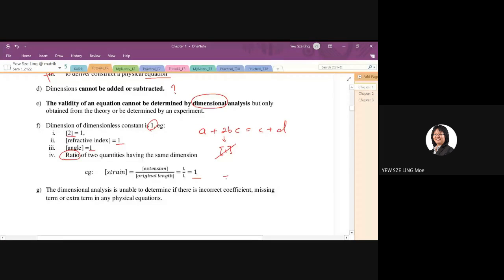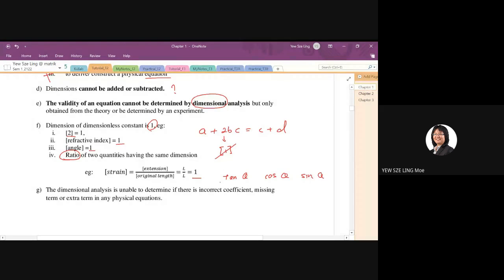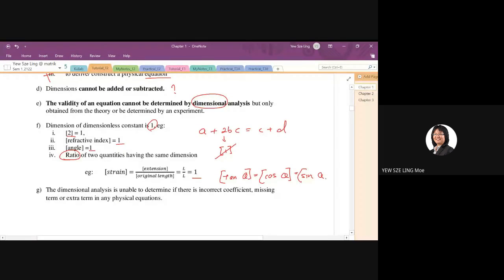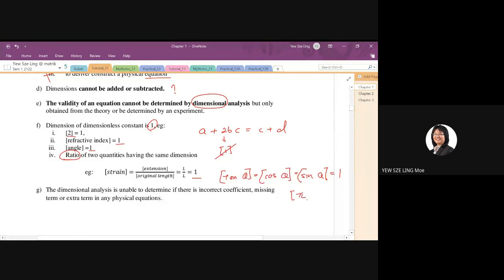So not just angle. Sometimes if you have tan theta, it is also dimensionless. And then you have cos theta, sin theta, they are all dimensionless. So the dimension is equal to 1. So tan theta, cos theta, sin theta, the dimension is equal to 1. And then another one most probably is pi. So if you are given pi, then the dimension for pi is also equal to 1. Right? So yeah, I think that's some of the special cases.